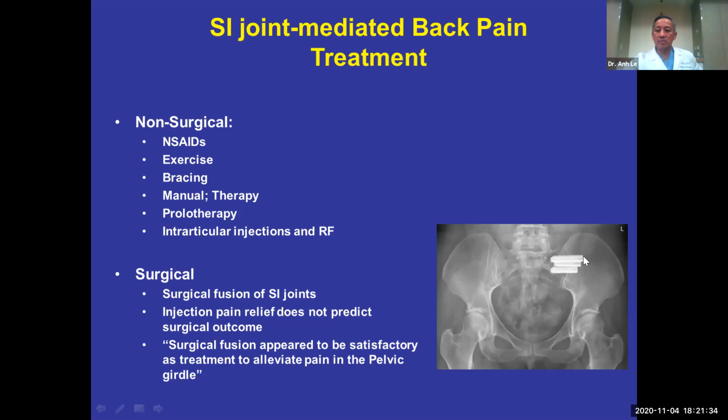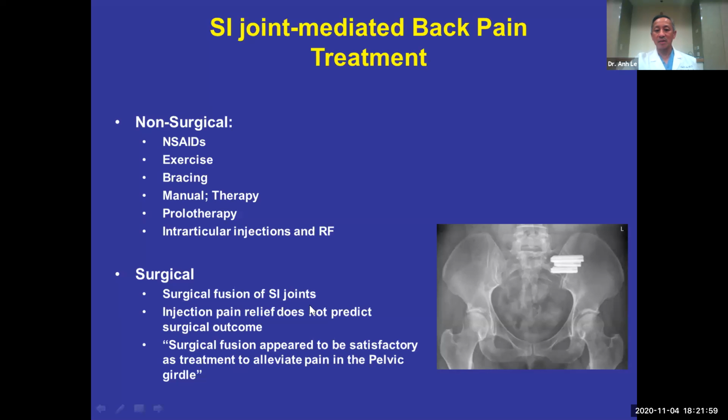they have been using these fiber carbon graphite triangular pegs and minimally invasively pounding them across the SI joint to fuse them together. And some studies have shown that the surgical fusion appears to be satisfactory in reducing pelvic pain in the pelvic girdle.